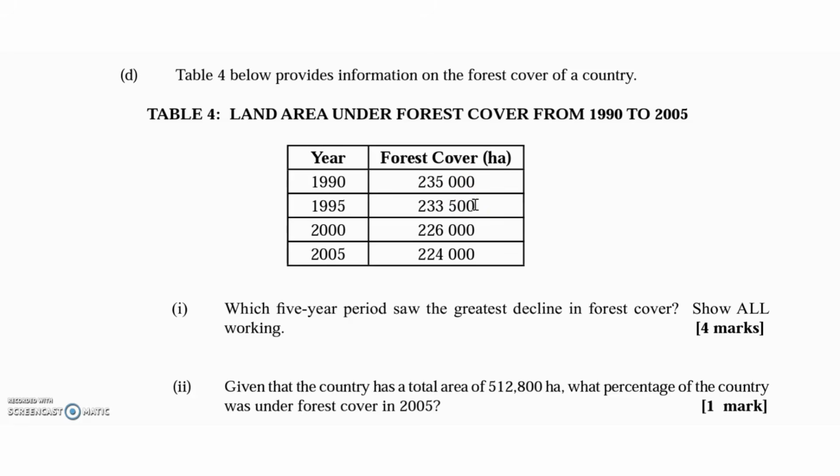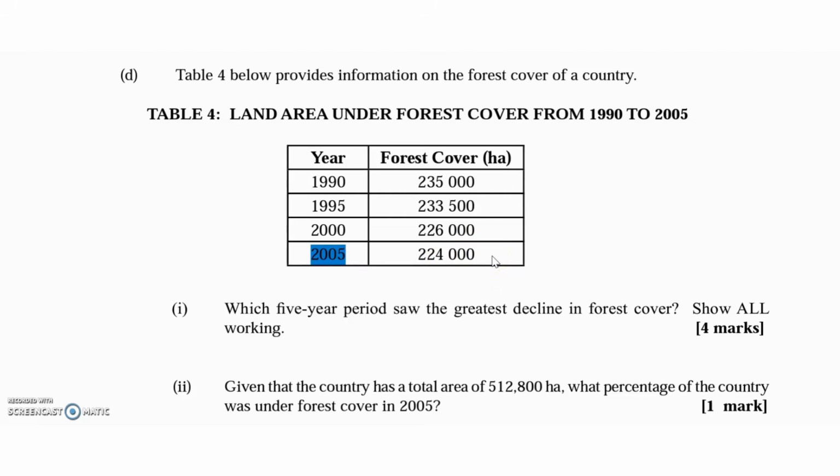From 1995 to the year 2000, there was a depreciation from 233,500 to 226,000, which is effectively 7,500 hectares in terms of the actual reduction. From the year 2000 to 2005, we could see there was only a 2,000 hectare reduction in the forest cover.